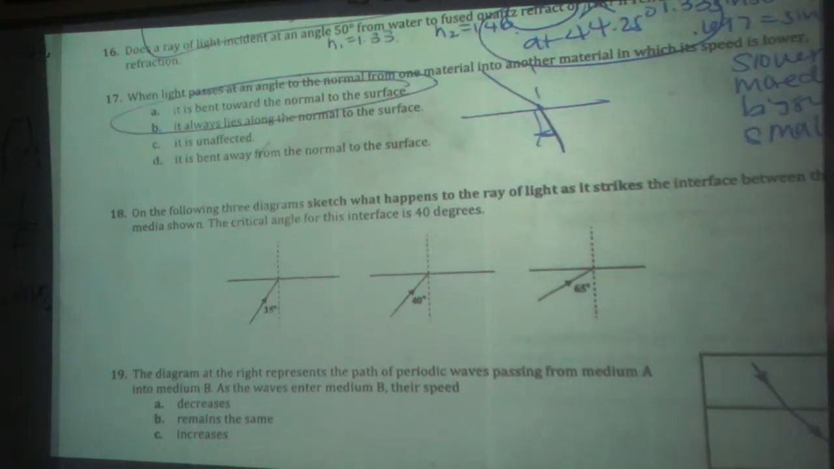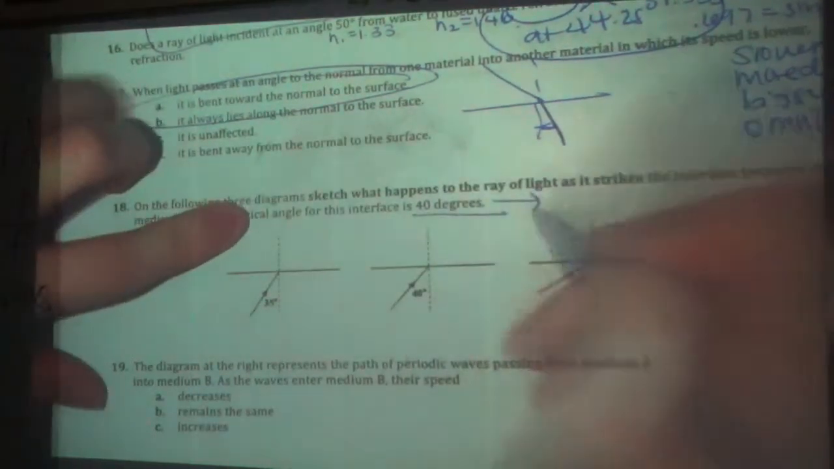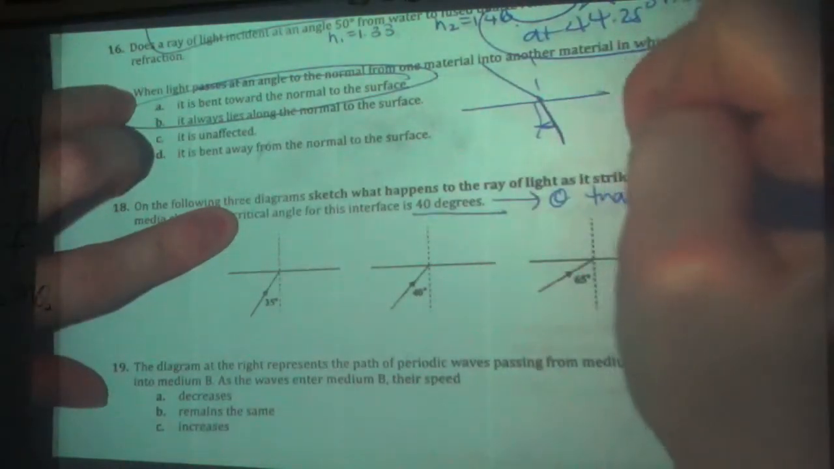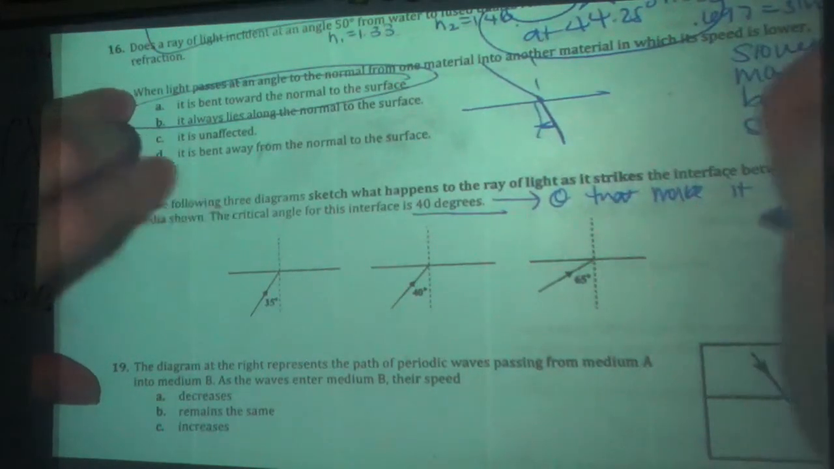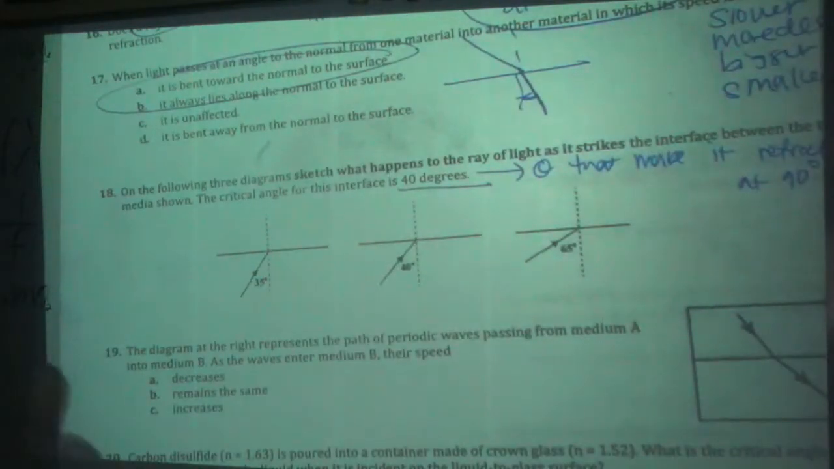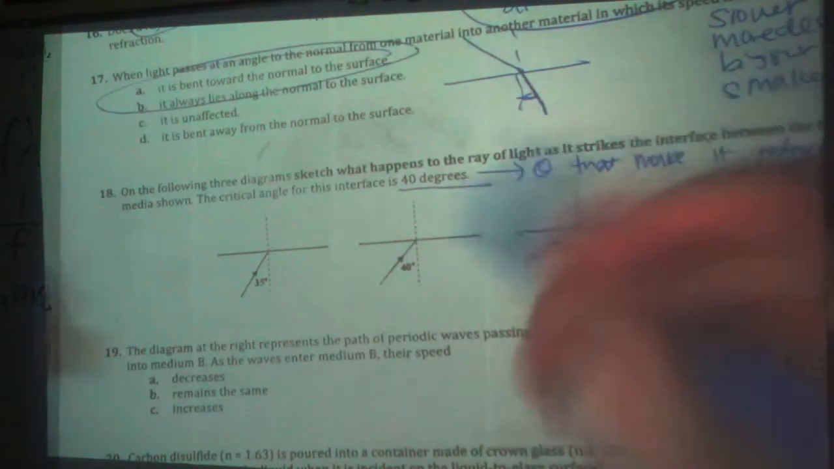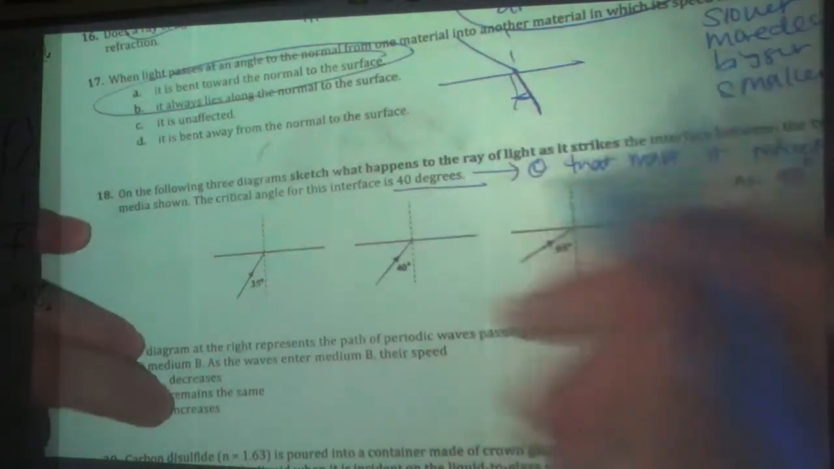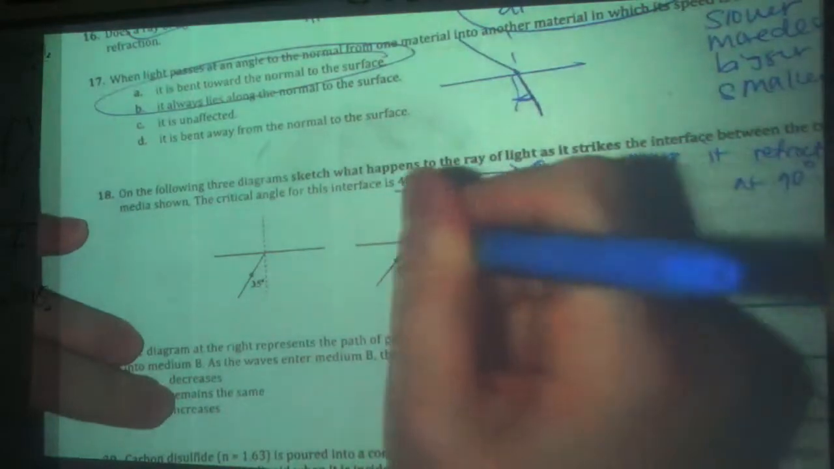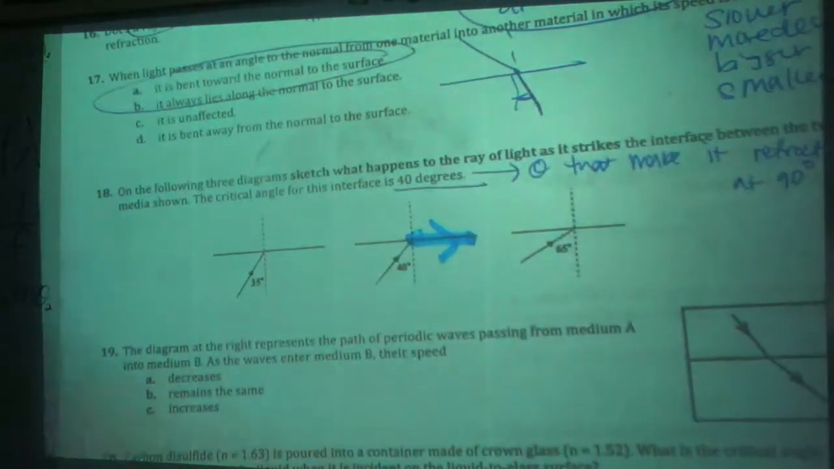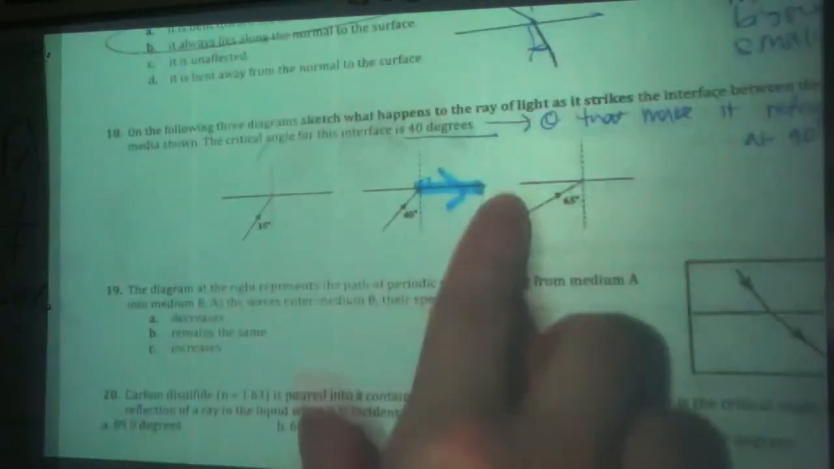Sketch what happens to the ray as it strikes the interface between the two media shown. The critical angle is 40 degrees. So by definition, this is the angle that makes it refract at 90 degrees. So if I want to draw what's happening for each of these, well, let's go to 40 degrees. That's the angle that makes it refract at 90. So 90 degrees to the normal would make like a right angle. So then it would look like that. It would refract at the 90 degree line.